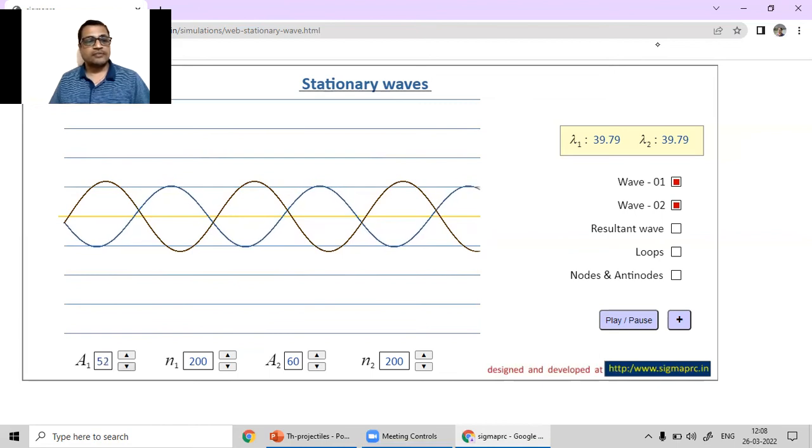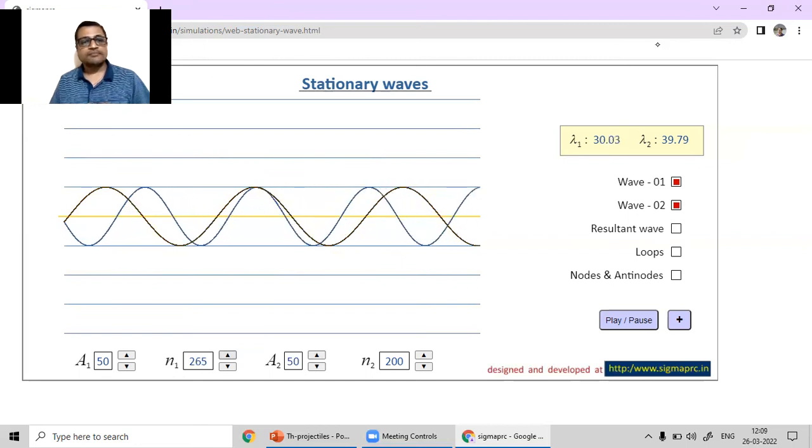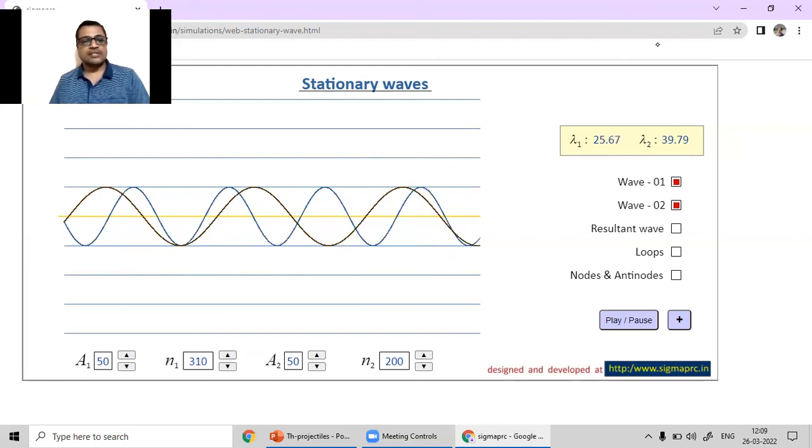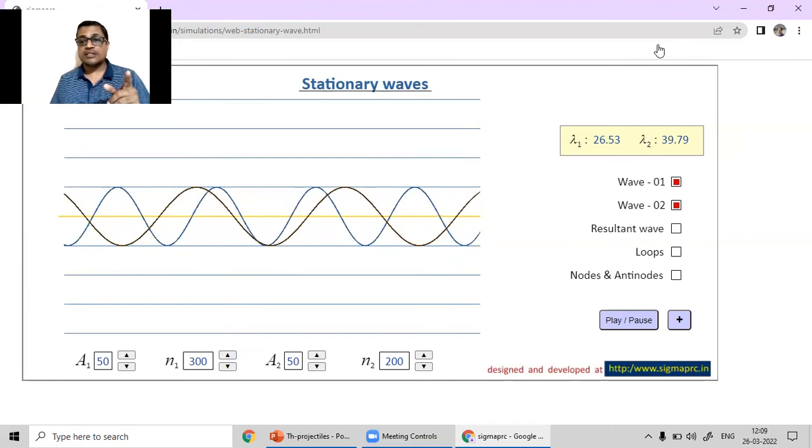Okay, let us bring it down to 50. That will exactly match it with that reference line. That will be easy for us to keep track of, right? 50. But now let us increase the frequency of one of the waves. You see the blue wave's frequency has been increased and the red wave's frequency, I have kept it at 200. Let us increase the blue wave's frequency to 300. And now play this. Will it give rise to a stationary wave?